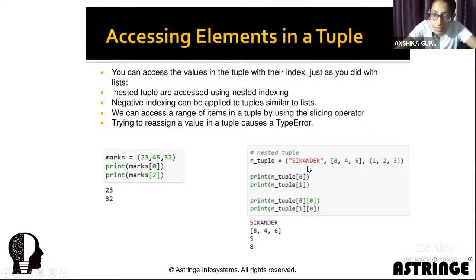Again, in the nested tuples, what happens if I am writing a variable name, or tuple name, with Sikandar, then 846, that is the list, then it is 1, 2, 3. Again, if I have to print the tuple at the 0th place, the tuple is Sikandar. It will not execute Sikandar word by word. It will be taking the whole string in that. Again, if I have to print the 1 in my tuple, I have to print its first part, that will be 8, 4, and 6.